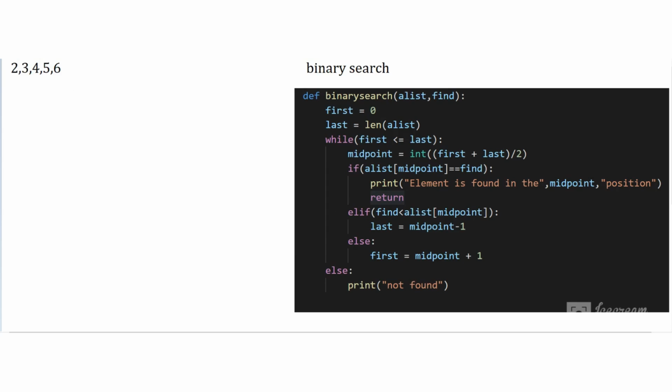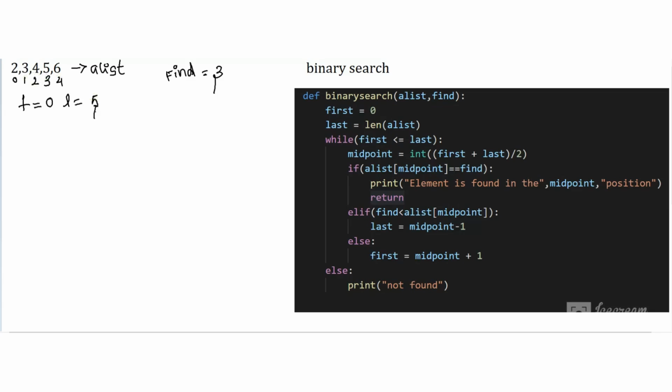See here, on the right side is the program for our binary search. I'm going to explain how to do that. First, you call the function and give the parameters: a list and the find value. First, you assign first equal to 0 and last equal to the length of the list. The length is 5 because we have a list that contains 5 values. So last is equal to 5.